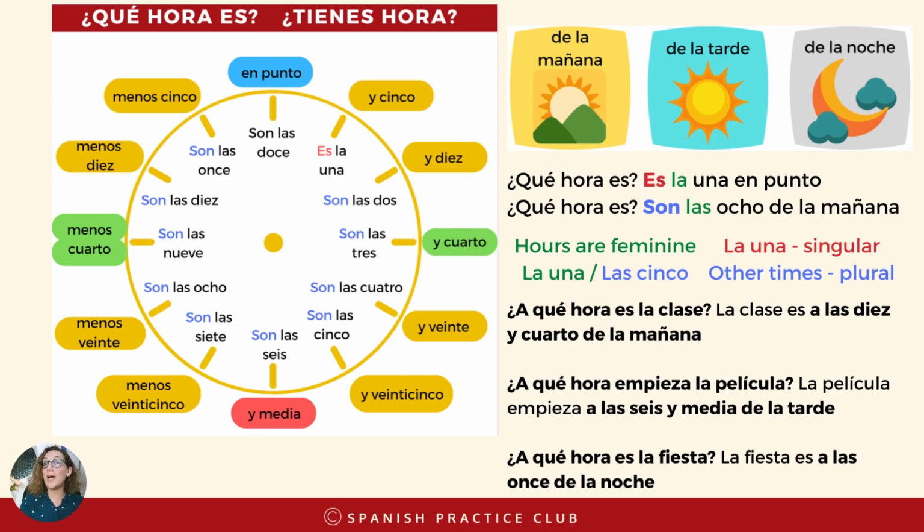However, if we want to find out at what time something is happening, or at what time something starts, or at what time something finishes, we are going to be using a prepositional verb. And that preposition is going to be a. That's the reason we have that preposition in there, and we place it at the beginning of the question. So, for example, to say in Spanish, at what time is the class? The class is at 10:15 in the morning. Now we have all that vocabulary and information to form that question and the answer. ¿A qué hora es la clase? La clase es a las 10:15 de la mañana.